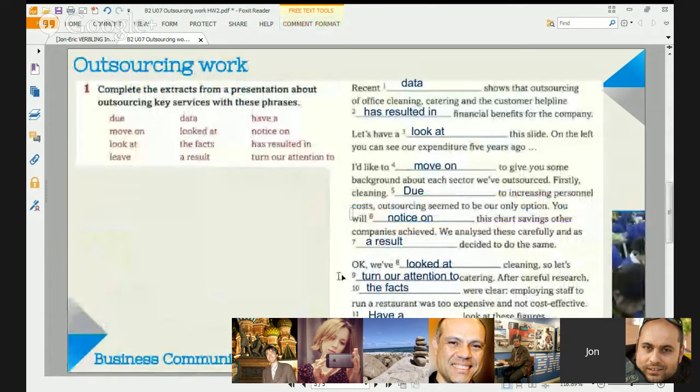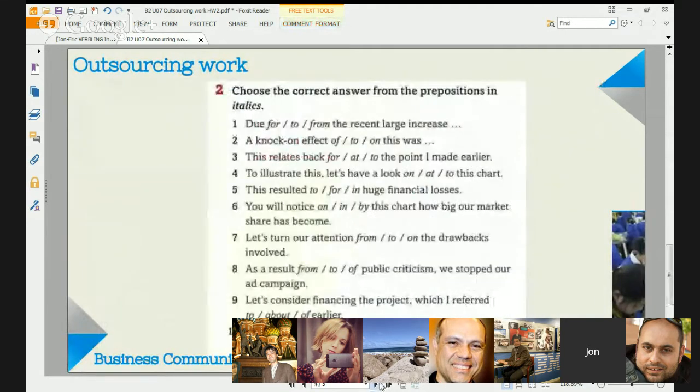Let me just take a quick look if the next part is long or short. All right, it's short enough. We can do this quickly. Okay, so here you've got to choose the right preposition. It's either right or it's wrong. So we're back to Shell for number 1.